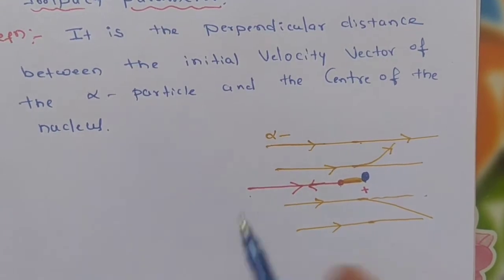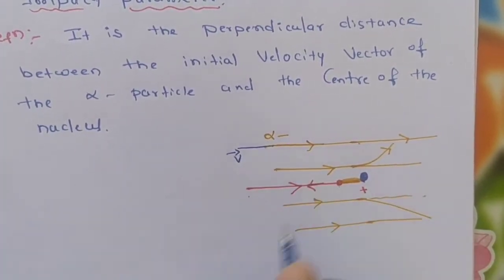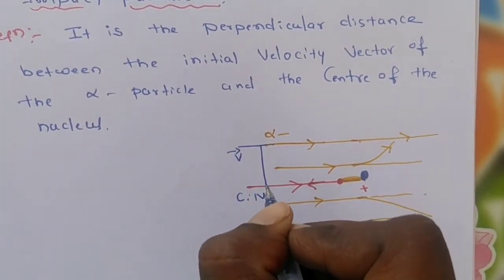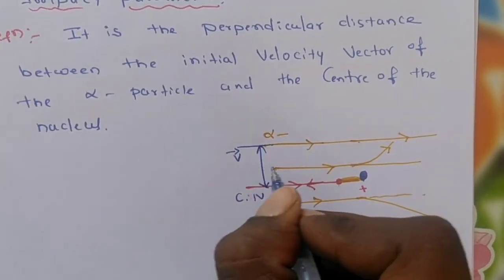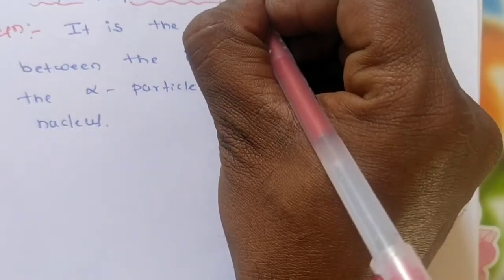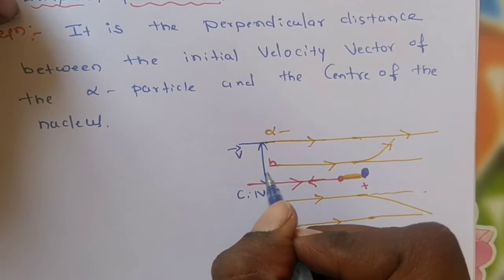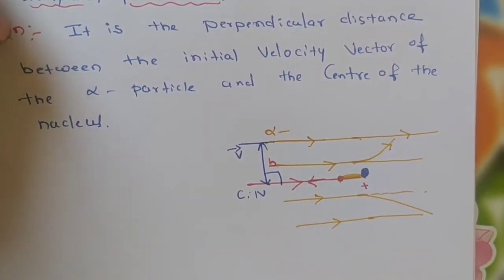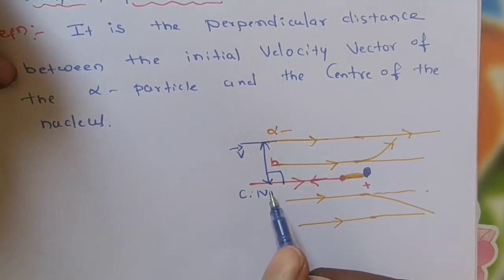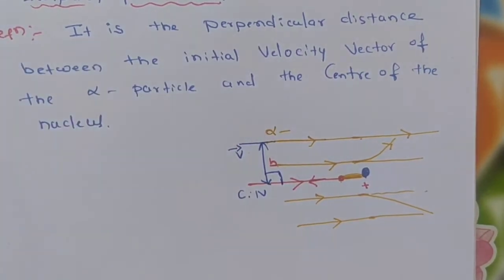This line is the velocity vector of the alpha particle, and this is the center of the nucleus. Between them, this distance is called the impact parameter, denoted by the symbol b. It is the perpendicular distance between the initial velocity vector of an alpha particle and the center of the nucleus.